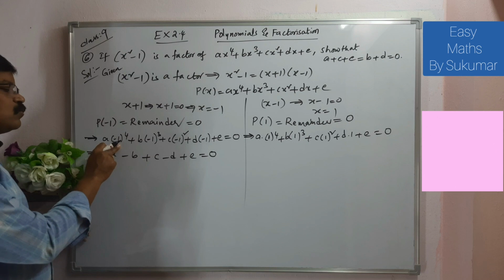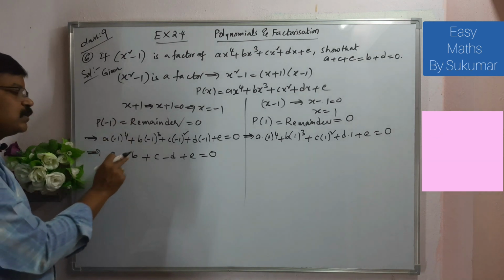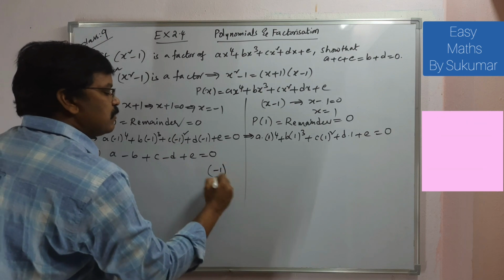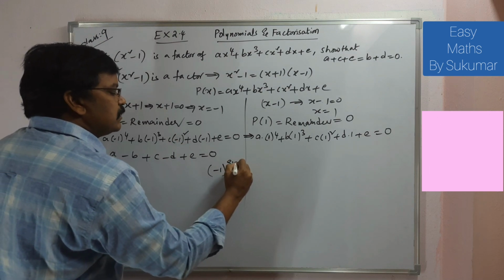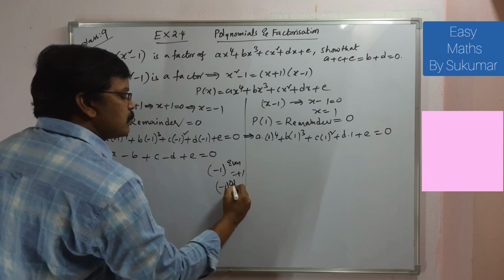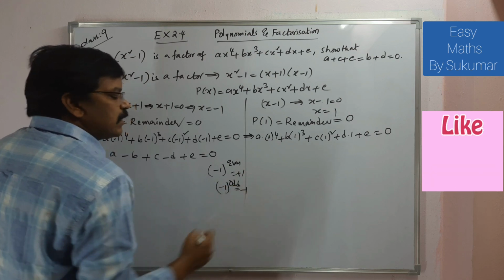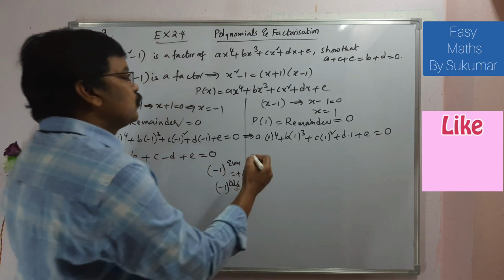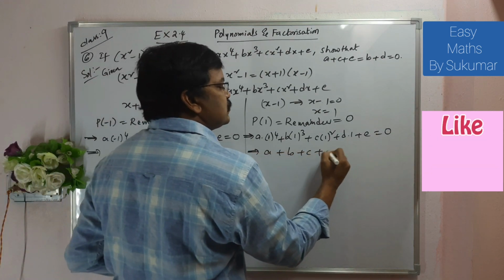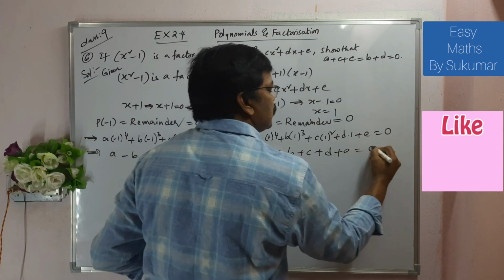Why? Minus 1 whole power 4 is plus 1. Minus 1 whole cube is minus 1. Just remember, minus 1 power even number means this is plus 1. Minus 1 whole power odd number means this is minus 1. Okay, look here. This implies a plus b plus c plus d plus e is equal to 0.